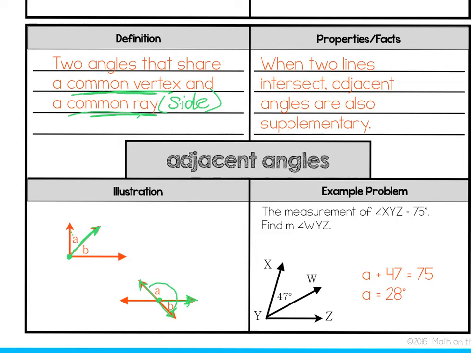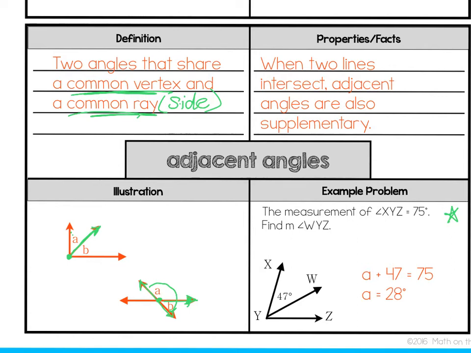Okay, and remember, with vertical angles, they don't share a side; they only share a vertex. Okay, so over here to this example, I want to point out that they have to tell you, because right here we can see this is a 90-degree angle.